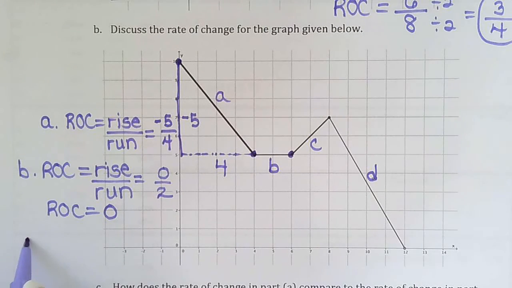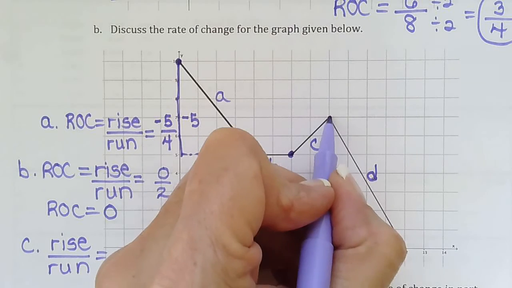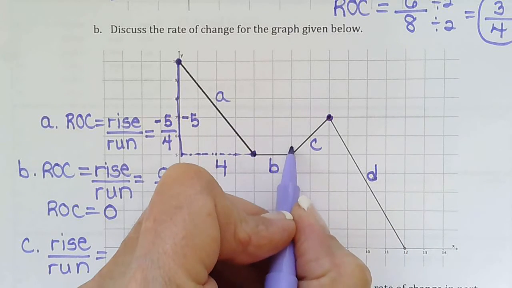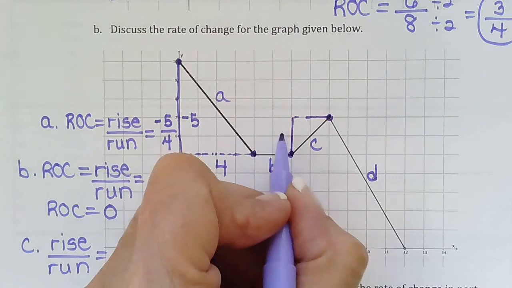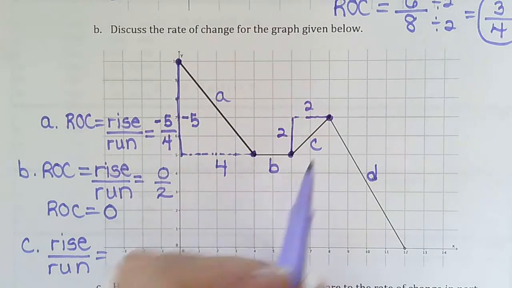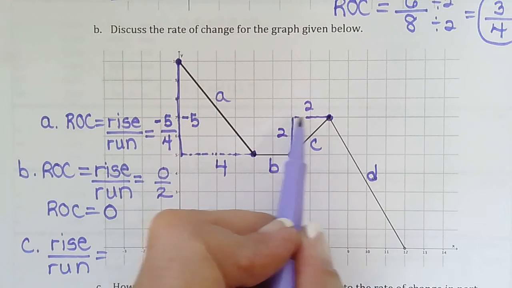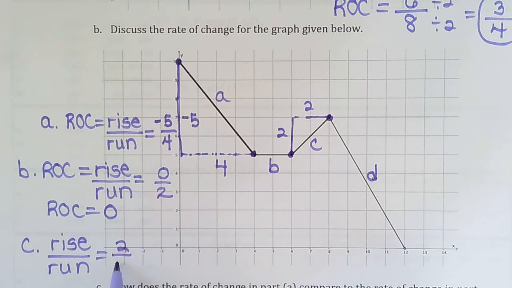Okay, C, we predicted that the slope would be positive because that line is rising. So going from left point to right point, we're going to rise 2, run 2. And so it is indeed positive. We rose 2, ran 2, so the slope of that line is 1. And last, D.